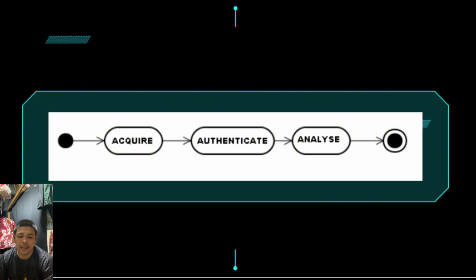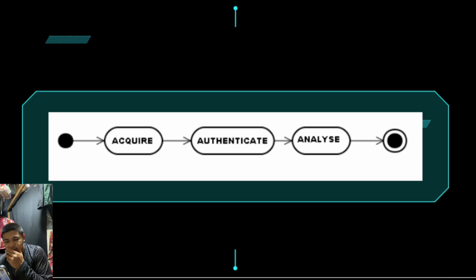Next is analyze. So the final phase involves analyzing the authenticated data to extract information of evidential value. So throughout this stage, it is crucial to maintain the integrity, validity, consistency, and legitimacy of the data.